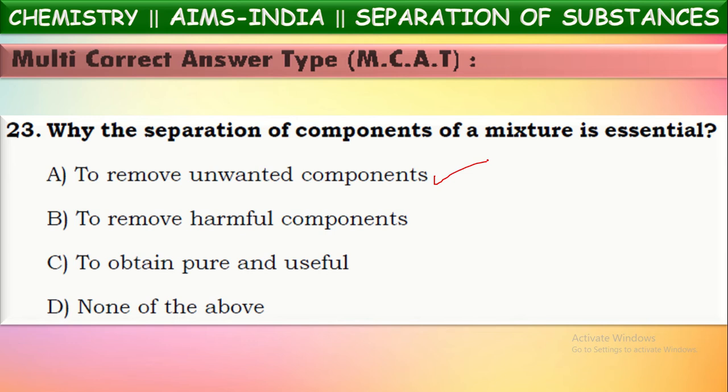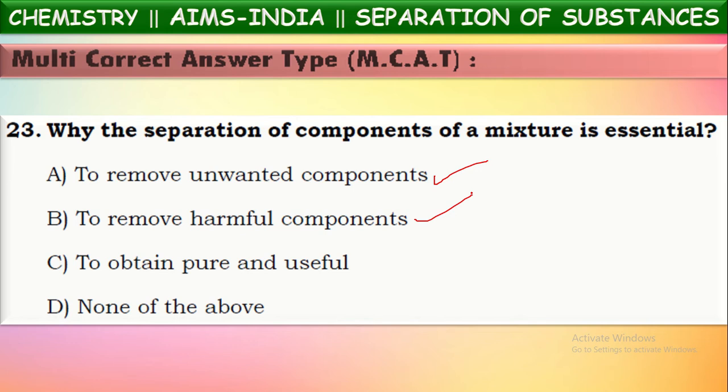Next, to separate harmful components. Yes, this is also one of the important causes for the separation of components of a mixture. Sometimes the material may contain some harmful components. Those should be separated before using that. So it is also one reason for separation.